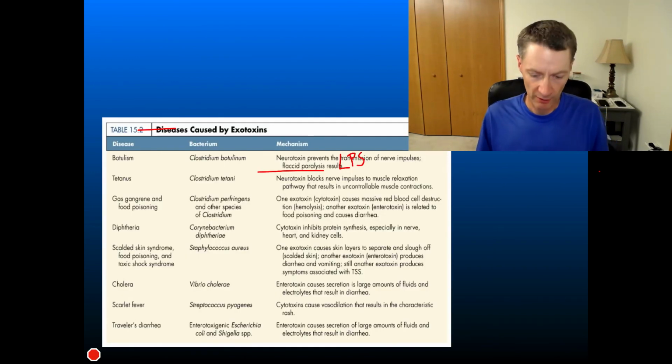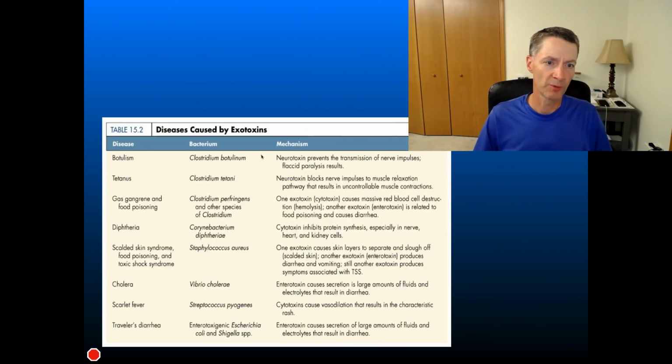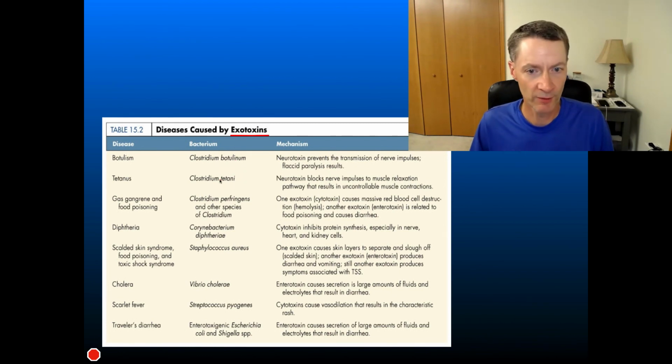Some examples of organisms that produce exotoxins. We've got, again, Clostridium with its botulinum toxins, tetanus. You've heard of that, right? So these are neurotoxins, the tetanus toxins, and they are more of the problem than the organism itself. We got gas gangrene, diphtheria, cholera. These are pretty nasty sounding organisms. You've heard of them, I'm sure.